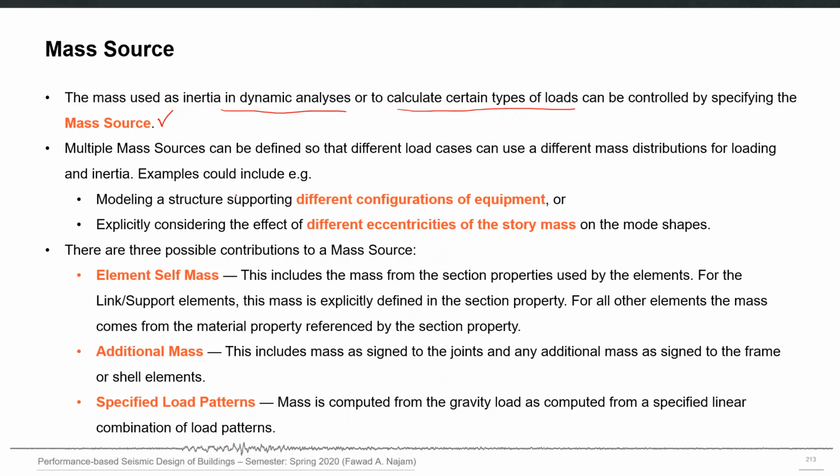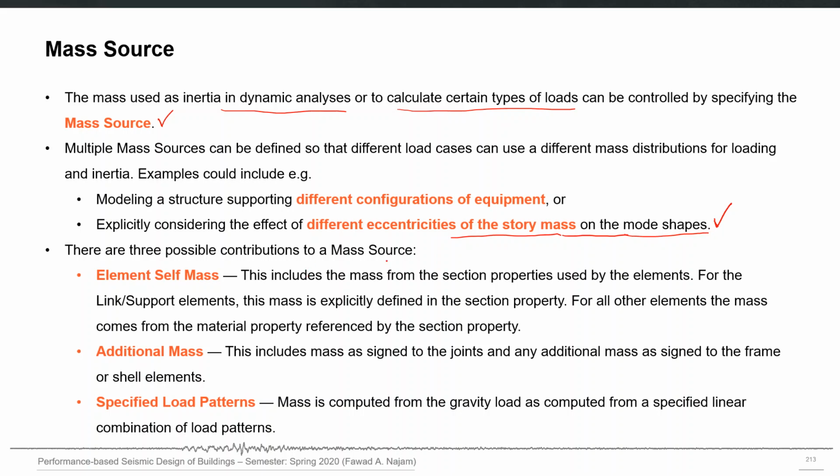For example, if you are modeling a structure supporting different configurations of equipment, maybe you can define two different mass sources corresponding to different configurations of that equipment. Also, for example, you can explicitly consider the effect of different eccentricities of the story mass on the mode shapes. In that case also you will define different mass sources with different locations of lumped story masses, so that the effect of eccentricity can be accounted for in the mode shapes. This second option is sometimes used to account for accidental torsion in building models.